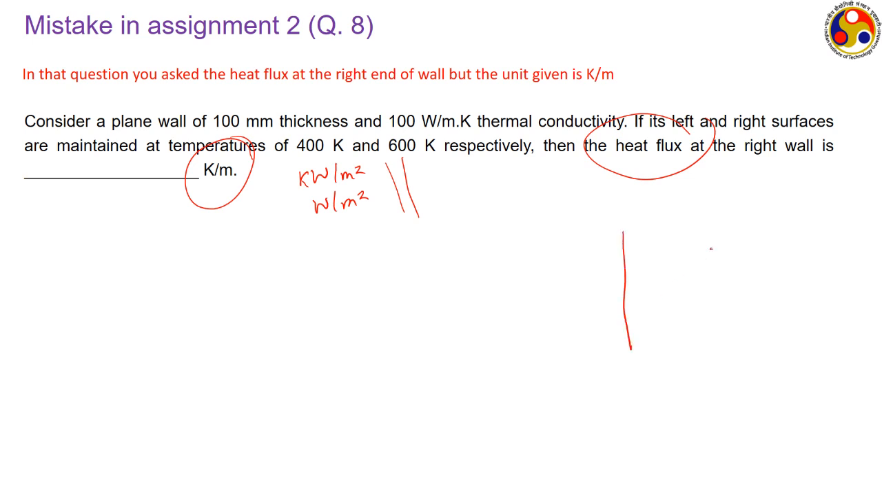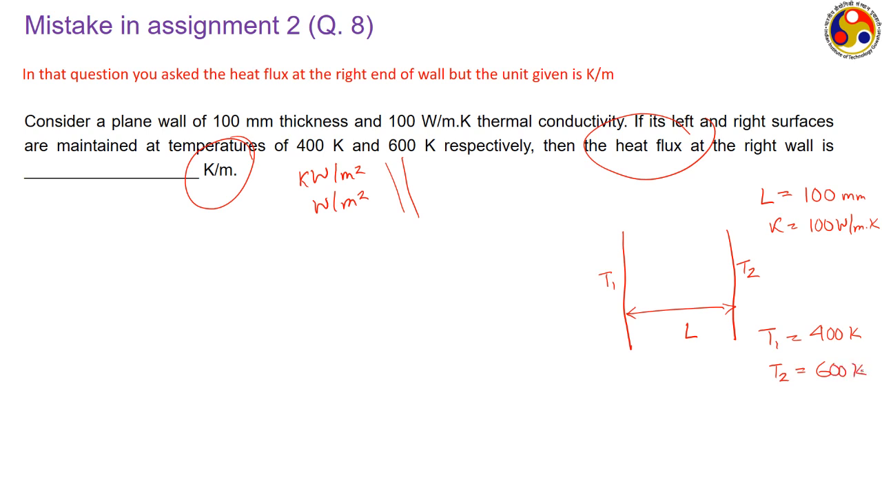Here we are talking about a plane wall of given thickness L, and this L is given to be 100 millimeter. Thermal conductivity is given as 100 watt per meter Kelvin, and T1 and T2 are the temperatures. In this case, T1 is equal to 400 Kelvin, and T2 is equal to 600 Kelvin.